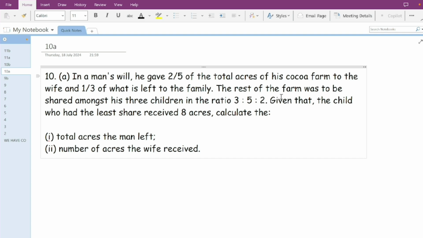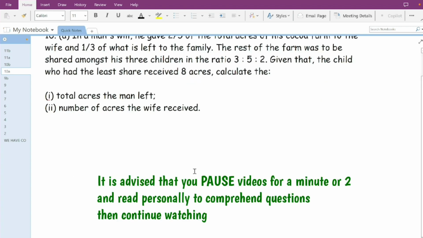farm. The rest of the farm was to be shared amongst his 3 children in the ratio of 3:5:2, given that the child who had the least share received 8 acres. Calculate the total acres the man left. Calculate the number of acres the wife received.